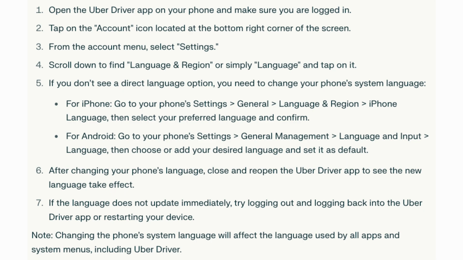Scroll down to find language and region, or simply language, and tap on it. If you don't see a direct language option, you need to change your phone system language.